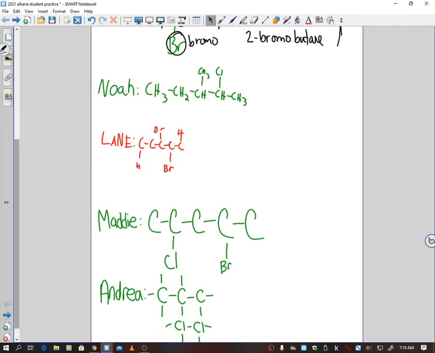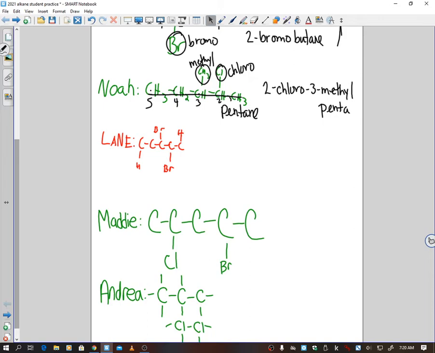Now on Noah's, I've got 1, 2, 3, 4, 5. So my long chain is pentane. Now I'm not going to go 1, 2, 3. The quickest way is to go 1, 2, 3. So I'm going to number backwards. Because remember, like I said, I can pick this up and I can just rotate it and flip it in 3D space. So now I've got a chloro. And this is a carbon, so that is a methyl. All right, now once again, I'm going to go alphabetical order. So my chloro is first, 2 chloro, 3 methyl. And remember now, we're going to have to write down the bottom. Pentane.